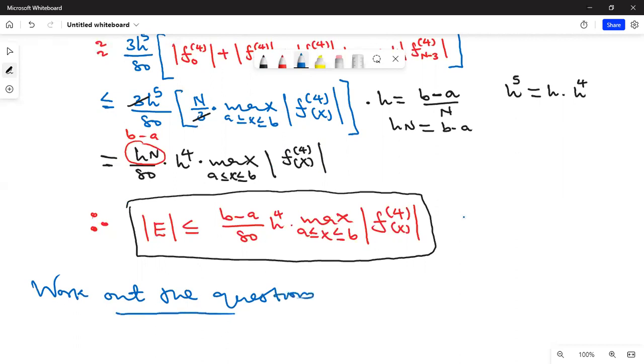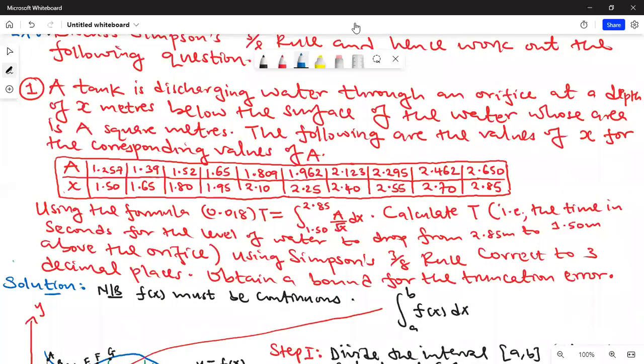So let me take you up to where we have the equation. So this is the equation. Let me just explain what you need to do here, because now you have the formulas. Our task is to, first of all, evaluate this integral. That's the integral we need to approximate using Simpson's 3/8 rule.